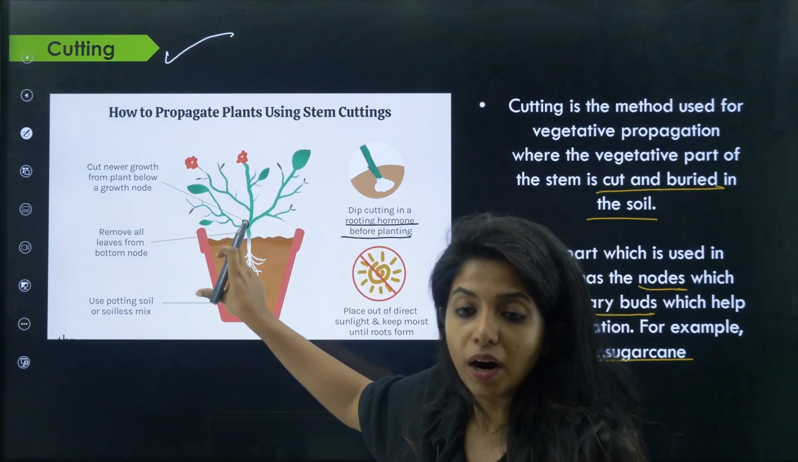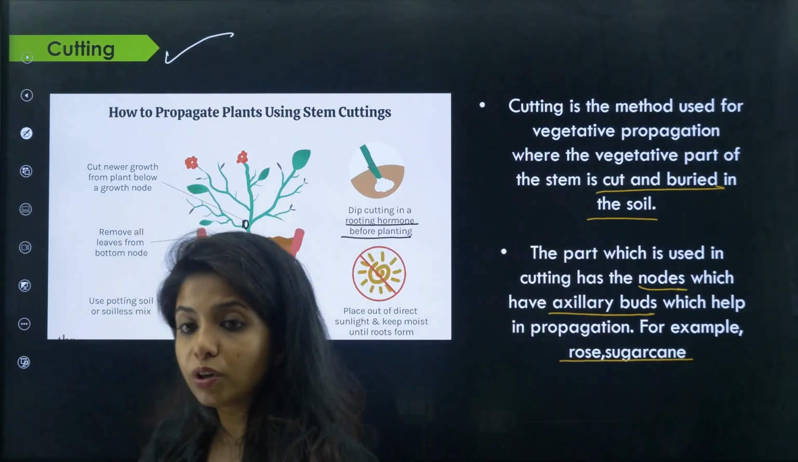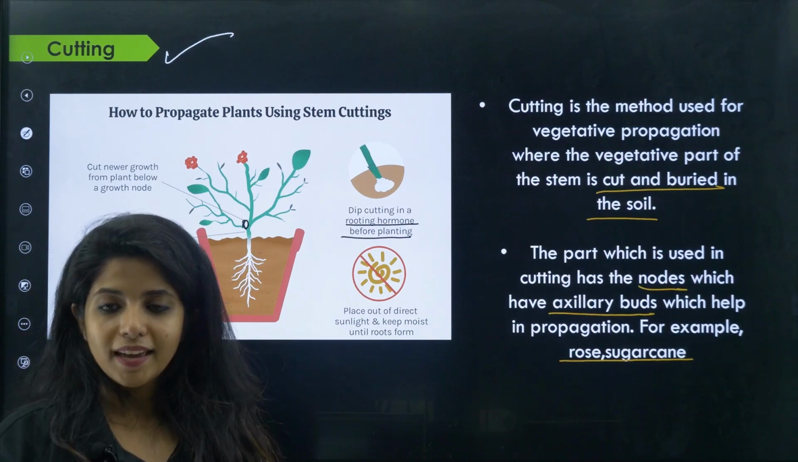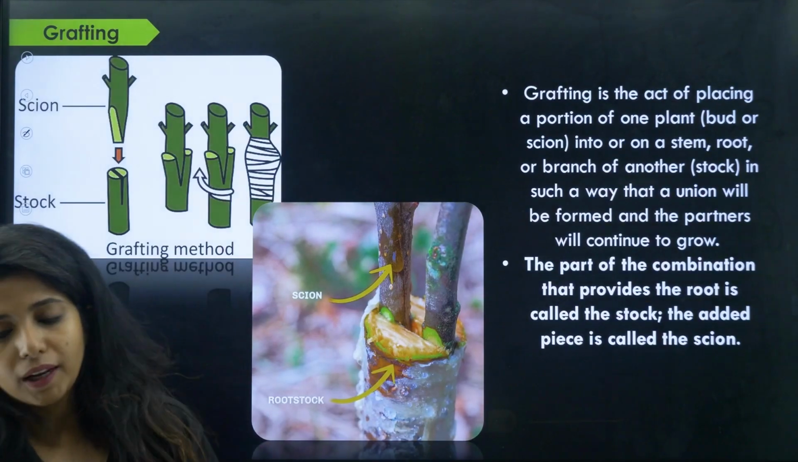You're using a plant part which has the node, and you're dipping it in the rooting hormones so that roots arise. Then you're putting it in what? The soil. That's all. Okay. Examples are rose and sugarcane. Going ahead, we have grafting.